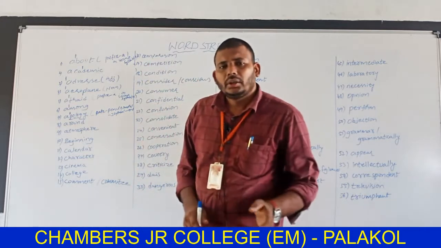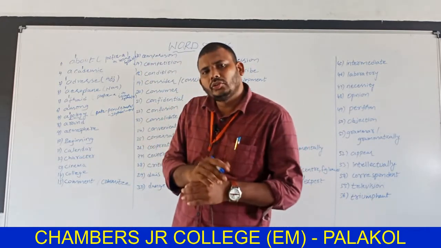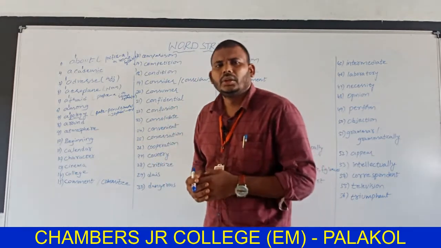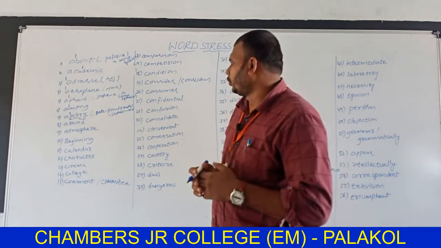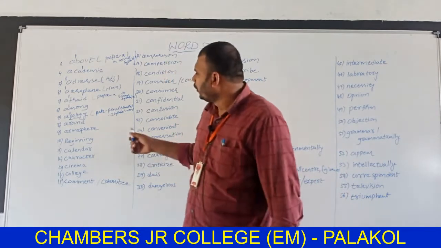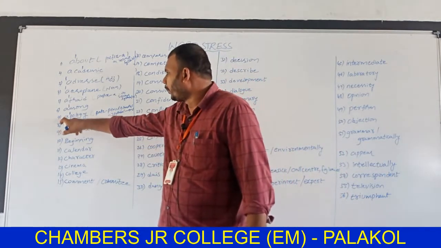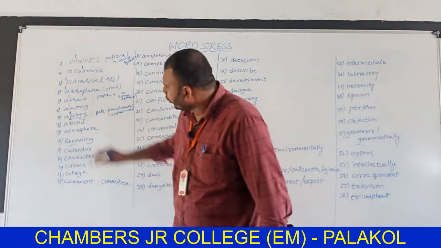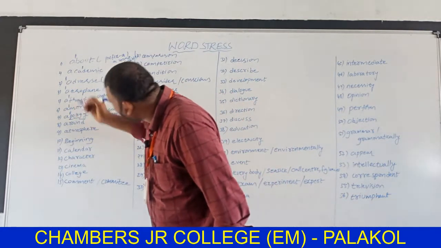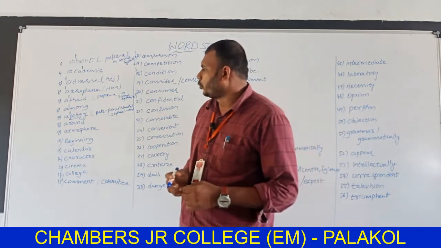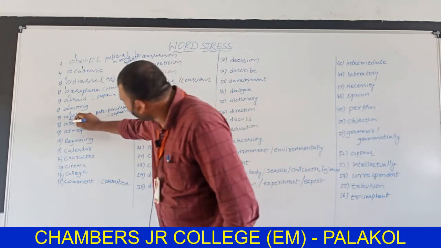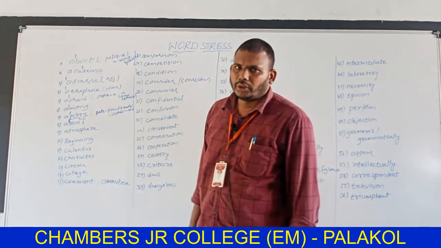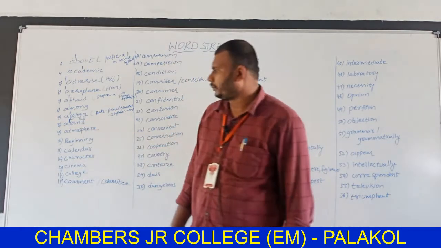And here the previous rule is also applied. Apology: the word begins with the prefix a also. So whatever it may be, we should put the stress mark for the word apology on P. Just try to write the line only. And see the next one, around. It also begins with the prefix a. That's why we should put the stress mark on R.